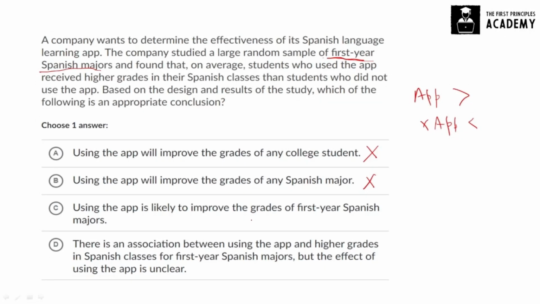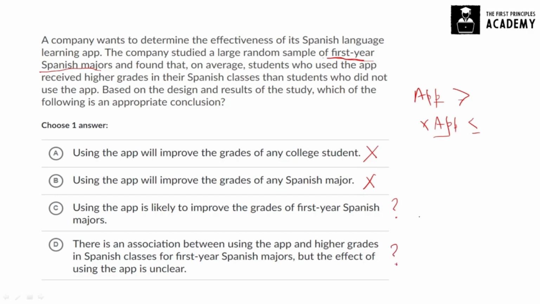Okay. Using this app is likely to improve the grades of first-year Spanish majors. Okay. So this looks correct. The only concern is this is a causation argument. It's saying if you use the app, your grades improved. While we definitely see a correlation, if you use the app, your grades improved. If you did not use the app, your grades were lower. But is there causation? The final option says there is an association between using the app and higher grades in Spanish classes for the first-year Spanish majors, but the effect of using the app is unclear, right?